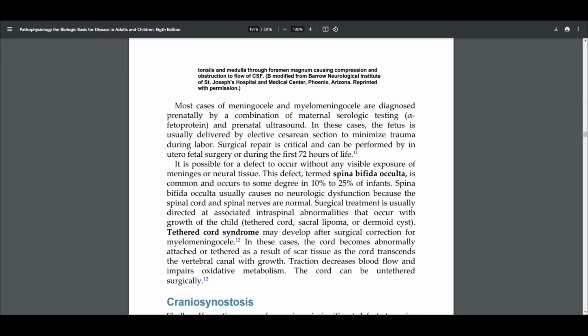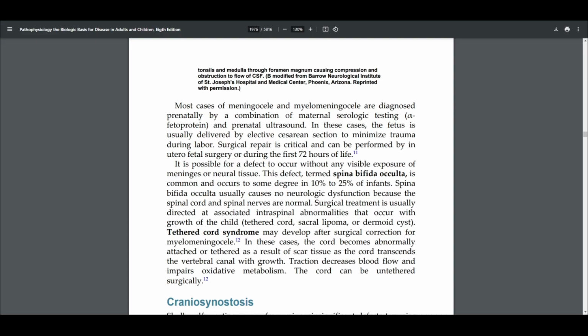It is possible for a defect to occur without any visible exposure of meninges or neural tissue. This defect, termed spina bifida occulta, is common and occurs to some degree in 10 to 25% of infants. Spina bifida occulta usually causes no neurologic dysfunction because the spinal cord and spinal nerves are normal. Surgical treatment is usually directed at associated intraspinal abnormalities that occur with the growth of the child, such as a tethered cord, sacral lipoma, or dermoid cyst.